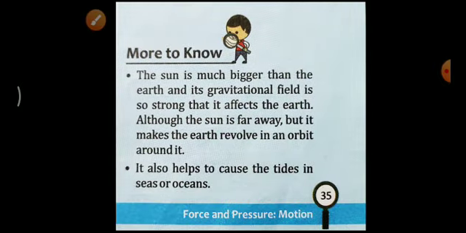Then, more to know. Do you know why the earth is revolving around the sun?